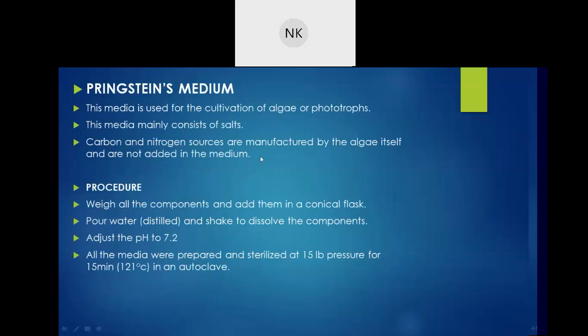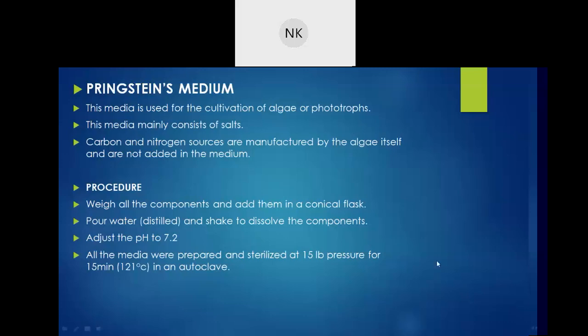Next one is Princeton's medium. It is also used for cultivation of algae, that is photoautotrophs. Similar to Bristol's medium, it mainly consists of salts. Here we are not adding carbon and nitrogen because they are manufactured by the algae itself, and we are not adding them into the medium. Why? Because they are photoautotrophs. They can prepare their food on their own, provided sunlight for energy.